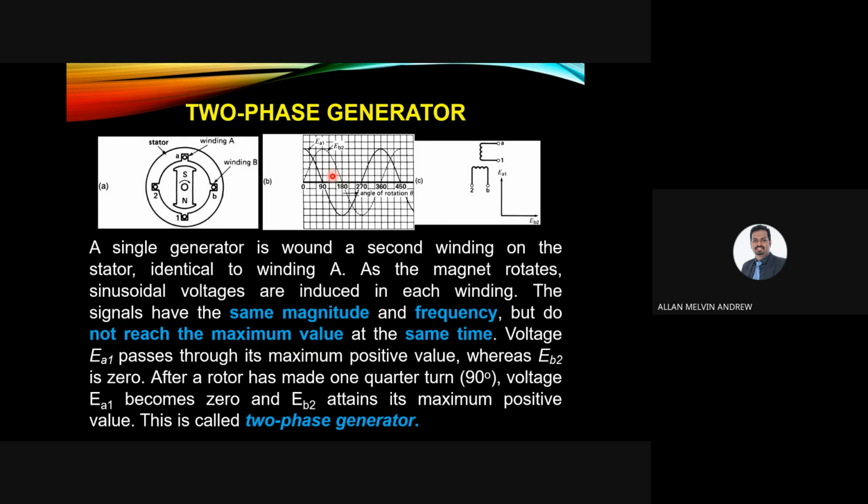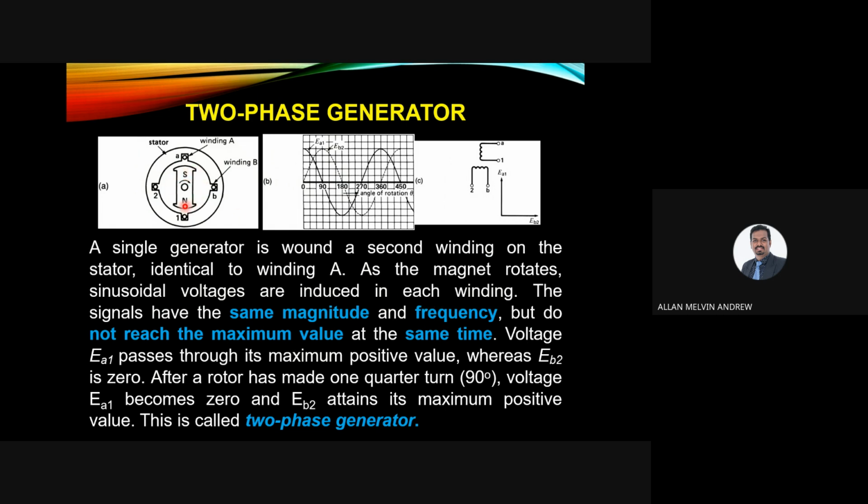Now we will see the double phase generator, or two phase generator, as we can see here. We can see the setup itself. Earlier we only had A and 1. Now we have additional B and 2. This set we call winding A, and this set is called winding B. We'll see some example explanation. A two-phase generator has a second winding on the stator identical to winding A. As the magnet rotates, sinusoidal voltages are induced in each winding.